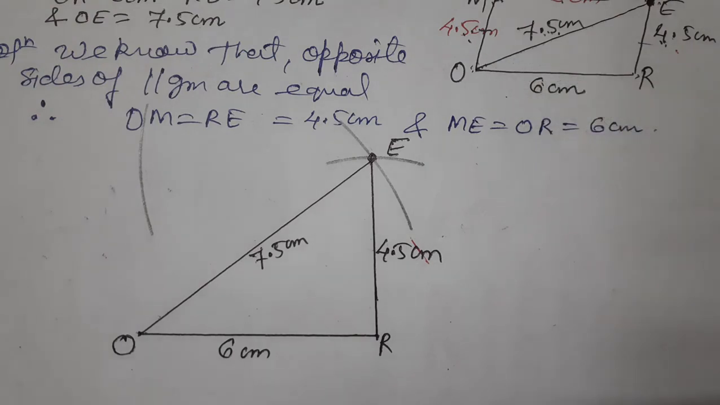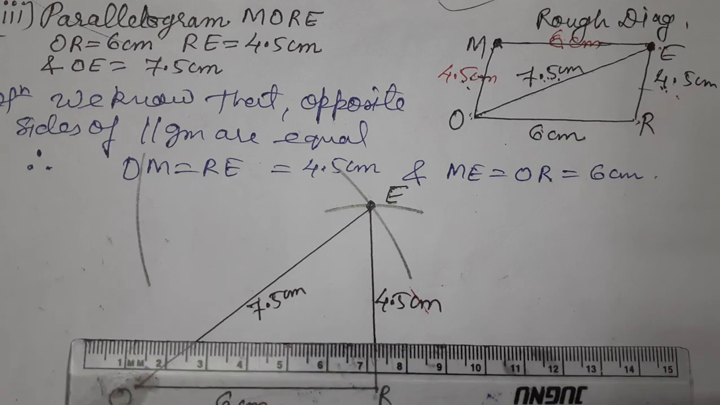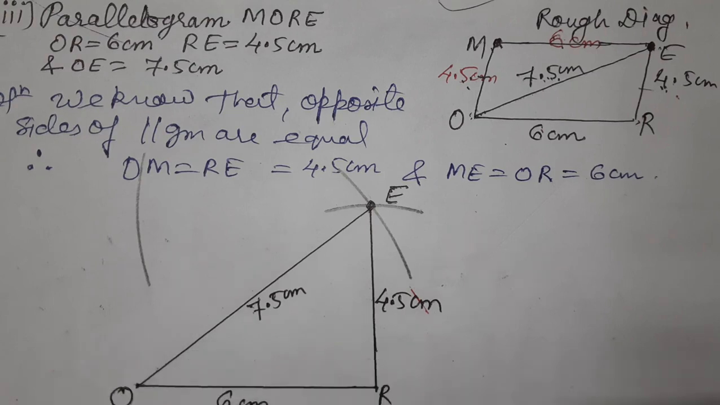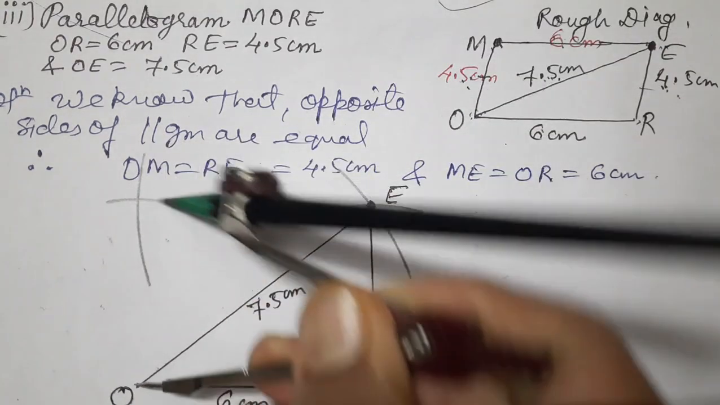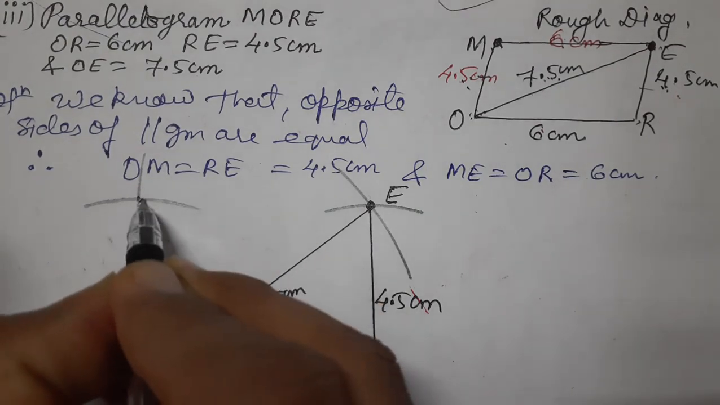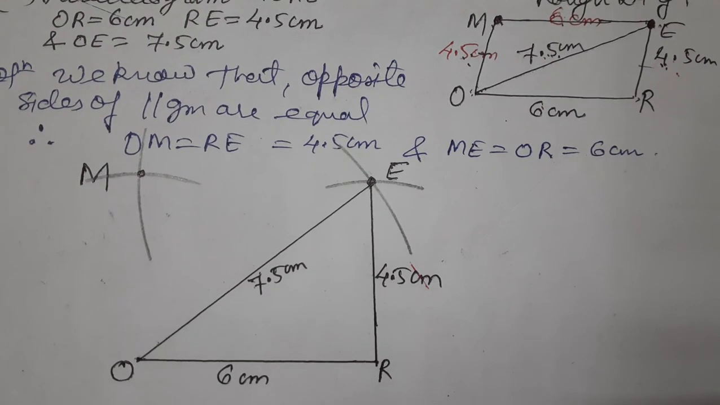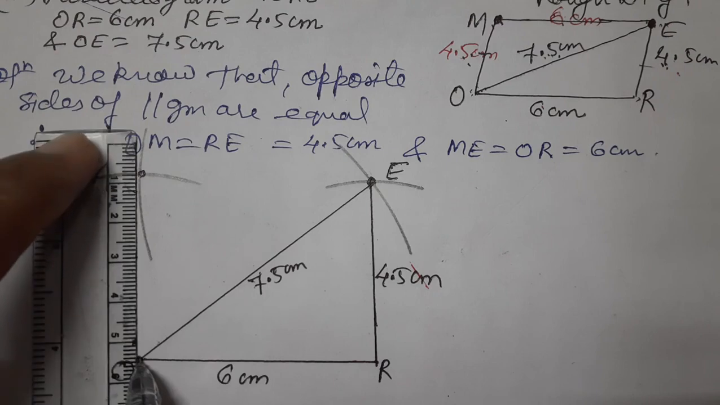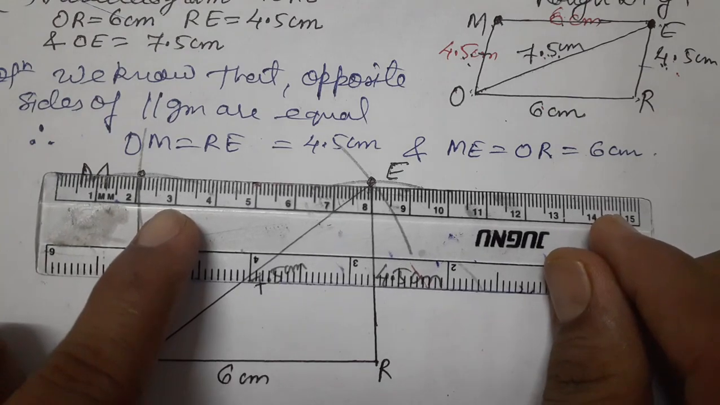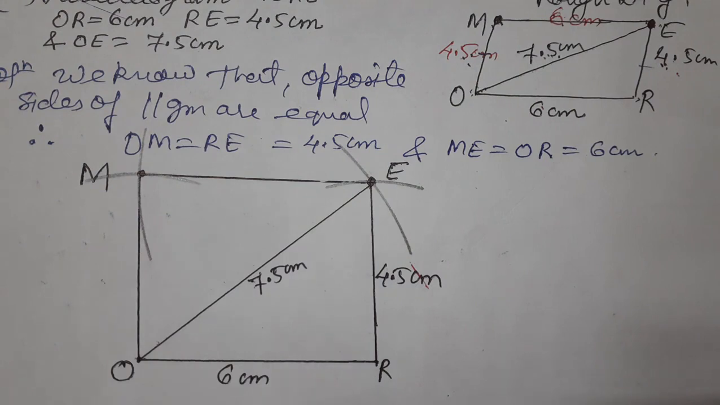And O to M is 4.5. So take again 4.5 arc radius. Measure it. This is 4.5, and cut from here. So we got this point known as M. Now join so that we get the parallelogram. So we got the parallelogram completed.